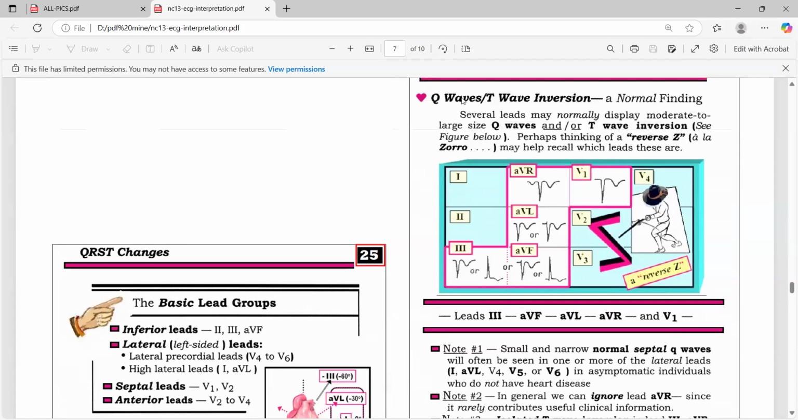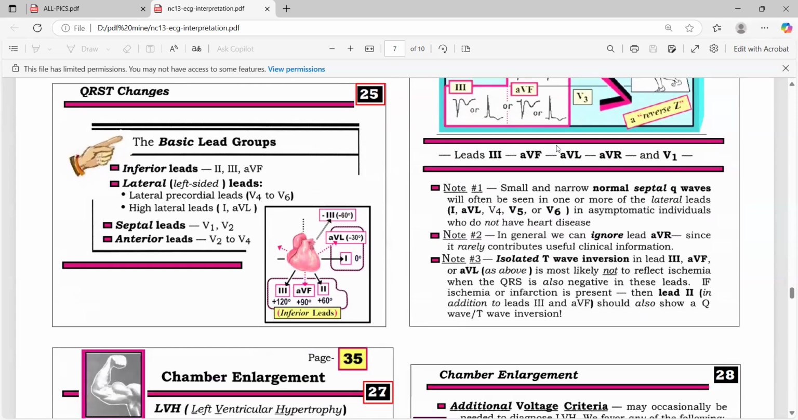So in that one, we are going to see they're talking about the QT interval and T wave. In this one, the leads may normally display moderate to severe Q waves and T wave inversion, and you may recall what leads there are.